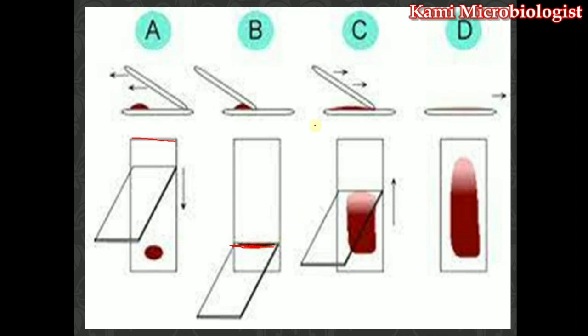After that, in the third diagram, we have to push the slide, or move the slide, in the forward direction. Once we move it forward, we see that the blood is spreading on the slide. So this second slide reaches the end, and what we get is the blood smear. This is how the blood smear is made.